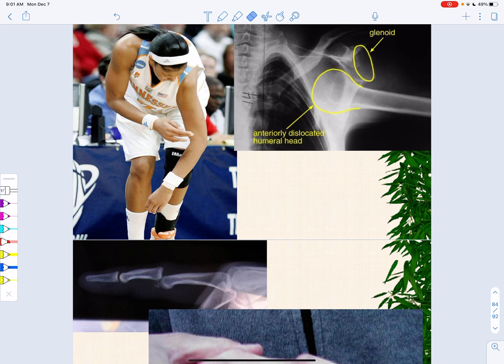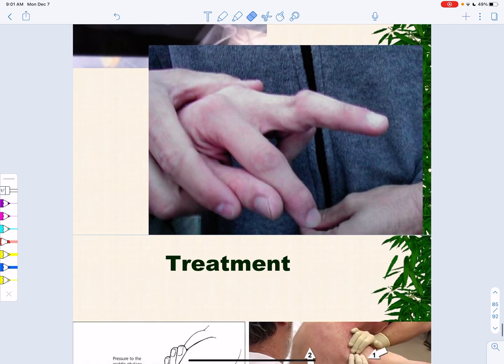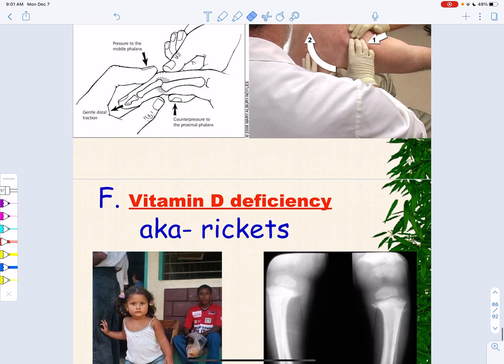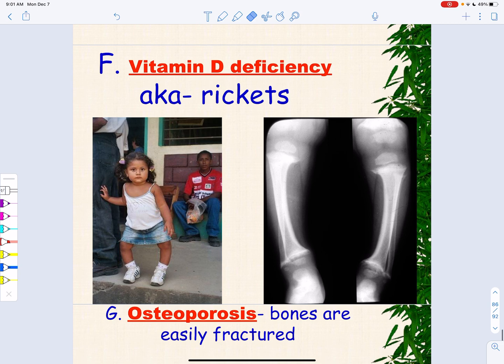All right, okay, so vitamin D deficiency, also known as rickets, is another thing that can happen with the skeletal system. If you don't have vitamin D, your body cannot calcify the bone, okay? So what ends up happening is your bones are soft and they round out with pressure. So this young lady right here definitely has a problem with rickets. She's not getting vitamin D.